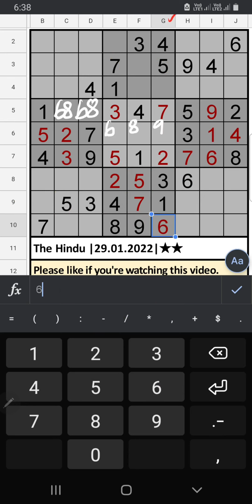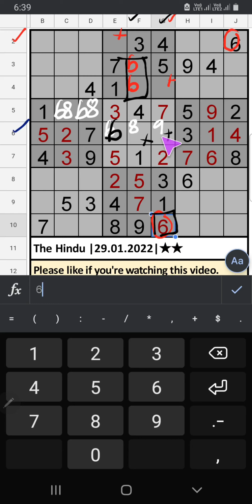Column G and 7th row we have 6. So 6 can't come in these cells. 6 will come in any one of the cells. We will confirm later. Then column F and column G we have 6. So 6 can't come in these cells. Then 6 is confirmed here.